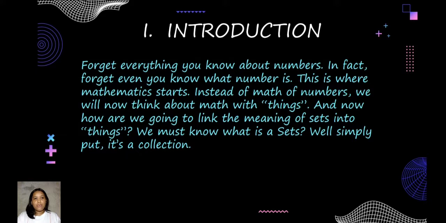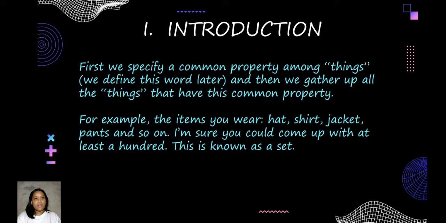We must know what a set is. Well, simply put, it's a collection. First, we specify a common property among things. We define this word later, and then we gather up all the things that have this common property. For example, the items you wear: hat, shirt, jacket, pants, and so on. I'm sure you could come up with at least hundreds of them. This is known as a set.